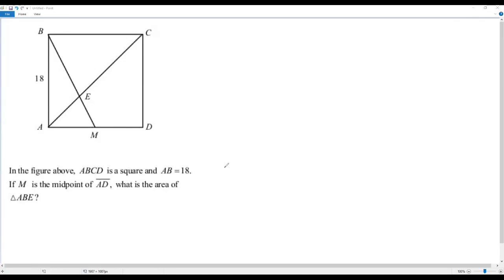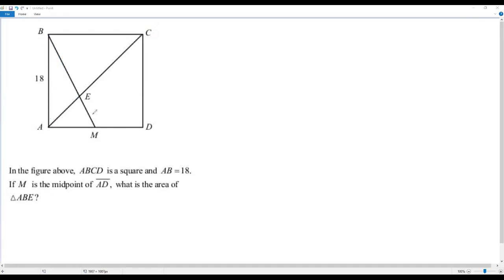Here we have a SAT math problem. Okay, let's go to the question. In the figure above, ABCD is a square and AB equals 18. If M is the midpoint of line segment AD, what is the area of triangle ABE? So in the given figure, we have to get the area of this triangle ABE over here.